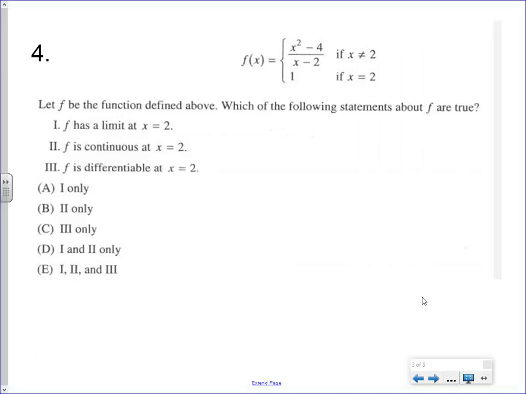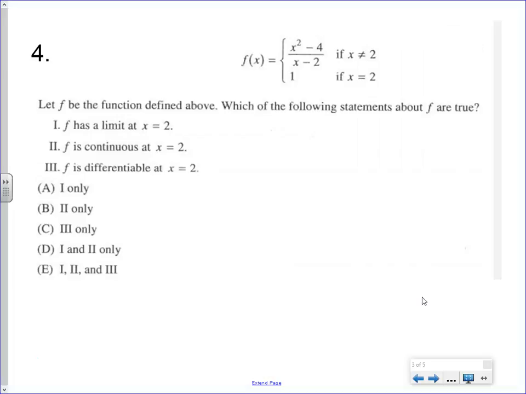The wording is misleading for number 1. Get your function down, and we're trying to figure out which of these 3 statements are true. Limit exists at 2, continuous at 2, differentiable at 2. It says limit at 2, but what should I really be saying? Limit as x approaches 2.